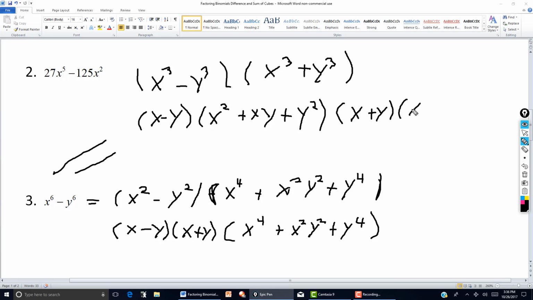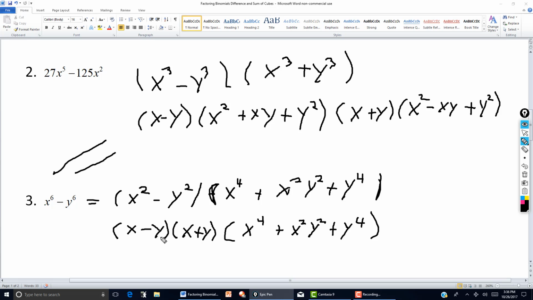And the second factor is just the square of the first root minus the product of the roots, rather, x and y, plus the square of the second root. Okay, so let's look at the two answers.